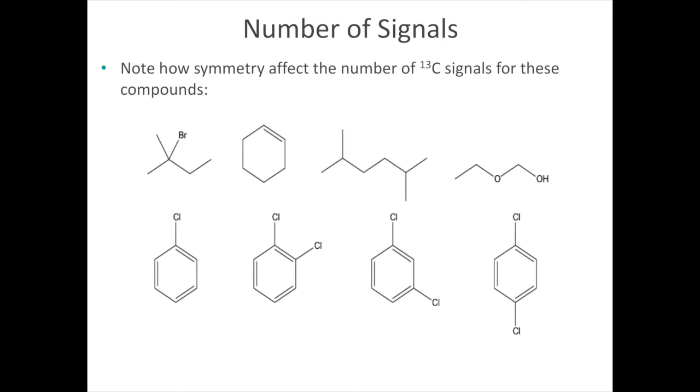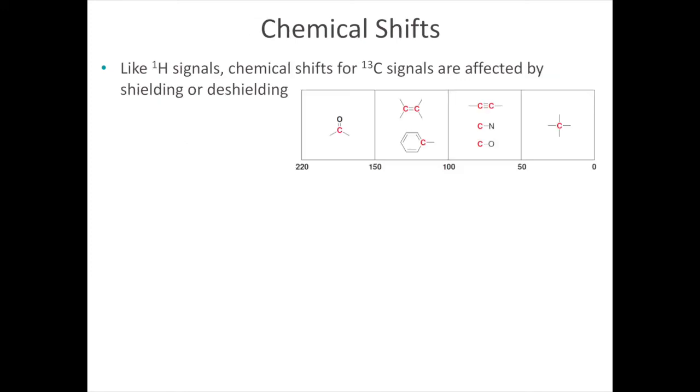So we just went over and did a lot of examples of the number of signals from a carbon NMR. So that's the number 1 feature from a carbon NMR. The second important feature from a carbon NMR is its chemical shifts, right? Just like in proton NMR, carbon NMR chemical shifts will be very dependent on whether it is shielded or de-shielded, right?